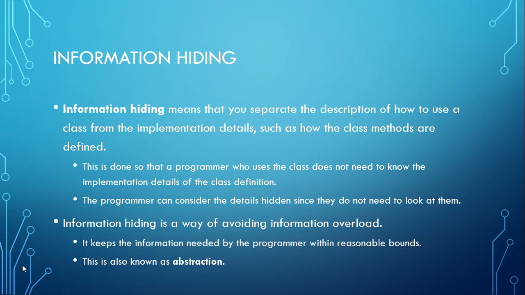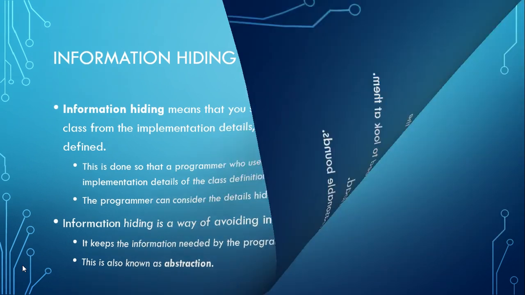Information hiding is a way of avoiding information overload. It keeps the information needed by the program within reasonable bounds, and this concept is also known as abstraction. So, pretty much in a nutshell, what you need to know about information hiding is the programmer, the person that's going to use your program, doesn't need to have access to every single method in your program because they don't need to use every single method in your program. Some of those methods are going to be for the program itself.